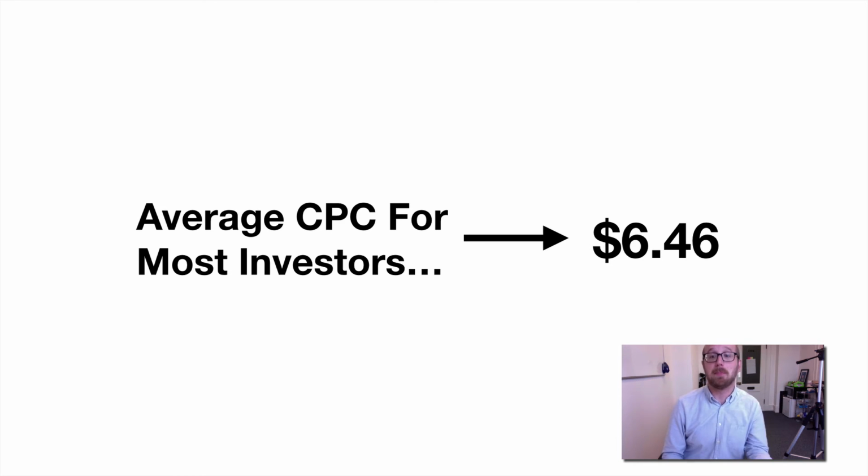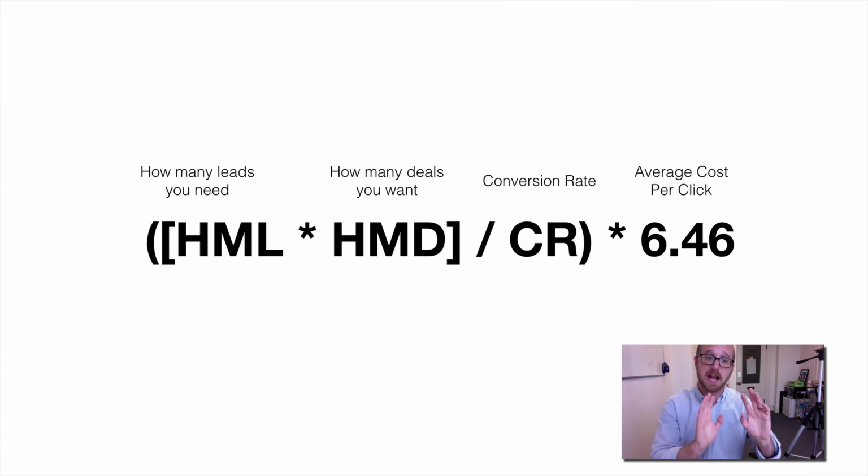So let's plug that back into our equation. We've got how many leads we need times how many deals we want, divided by the conversion rate as a decimal, times the average cost per click for investors, which is $6.46. If you've got a different number you want to use, you use that number. If you've got historical data in your own account, you want to use that. But if you need an average number, that's what you can use.